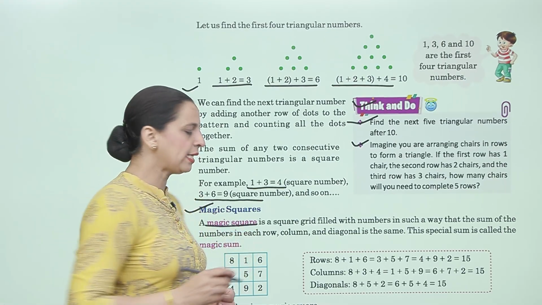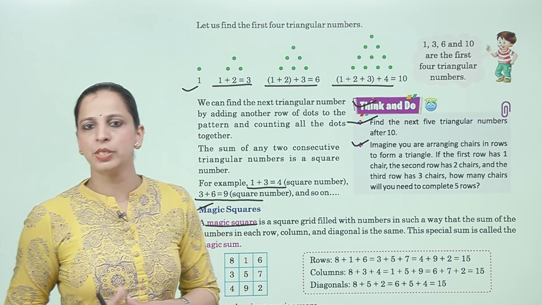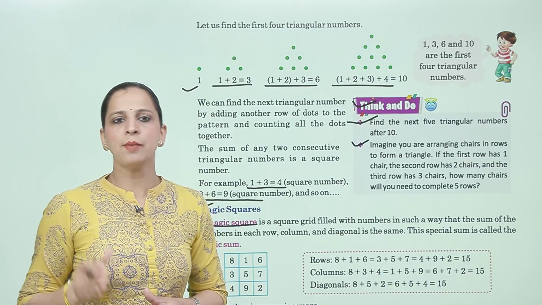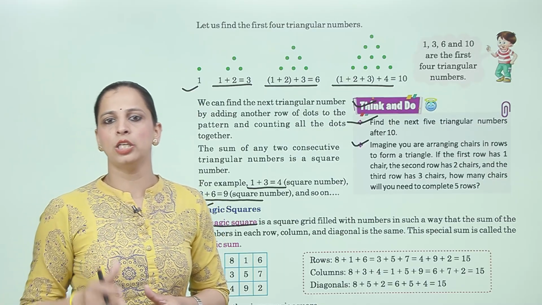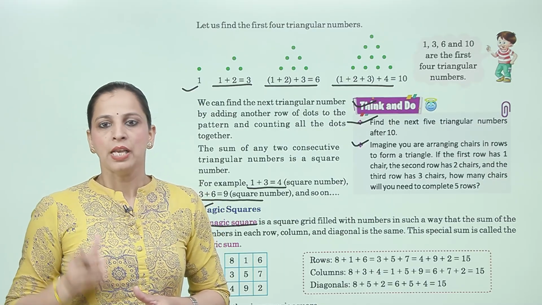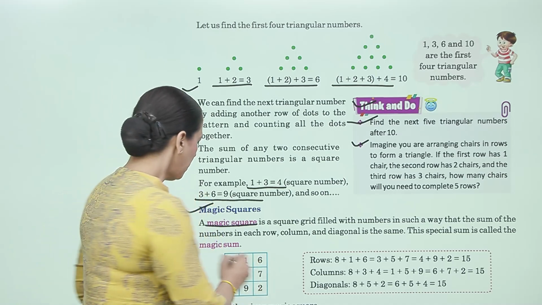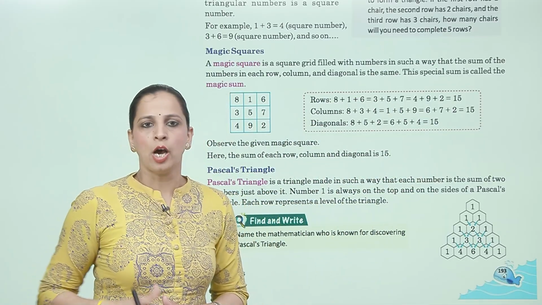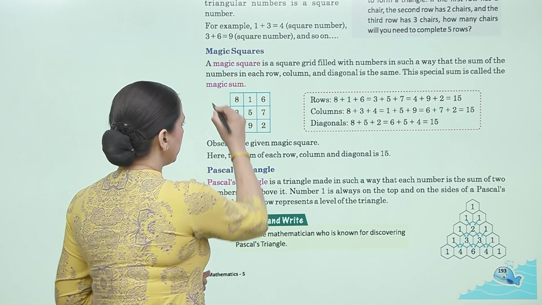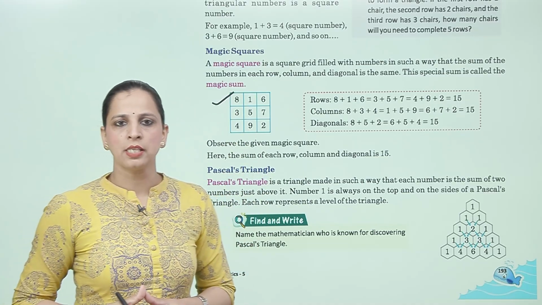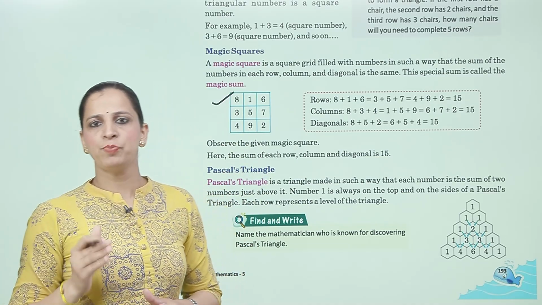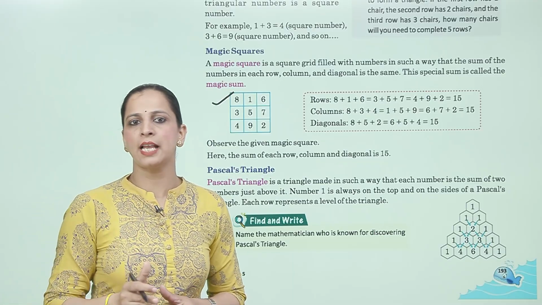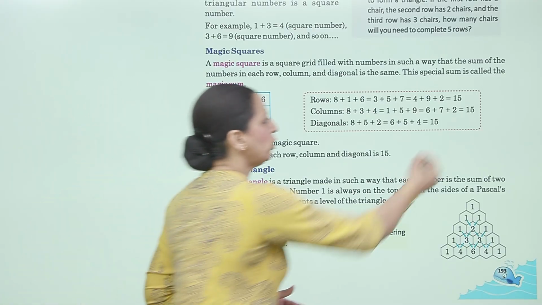A magic square is a square grid filled with numbers in such a way that the sum of the numbers in each row, column and diagonal is the same. This special sum is called magic sum. Now, this 8 plus 1 plus 6 is equal to 3 plus 5 plus 7 is equal to 4 plus 9 plus 2, each equal to 15.